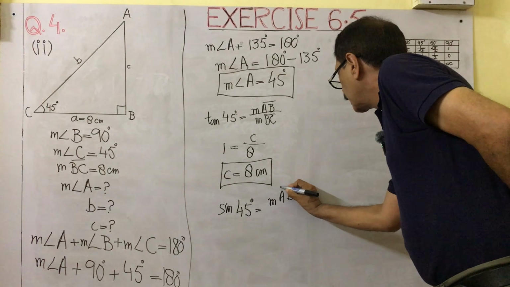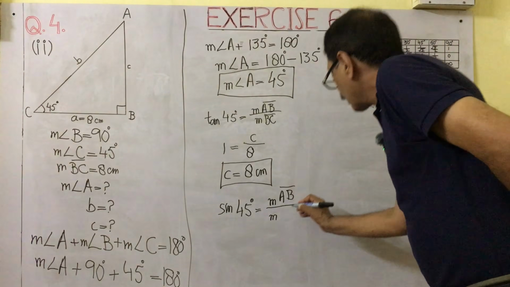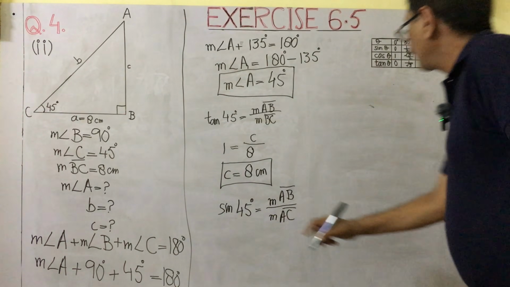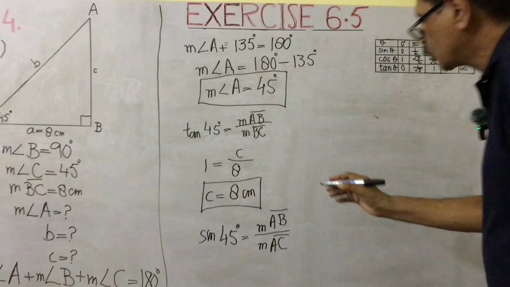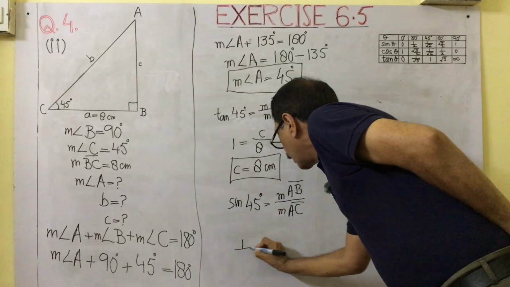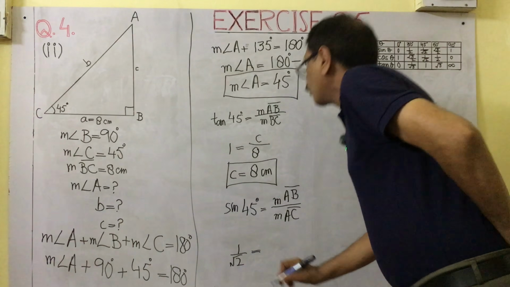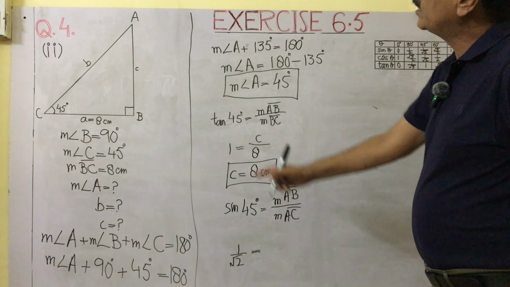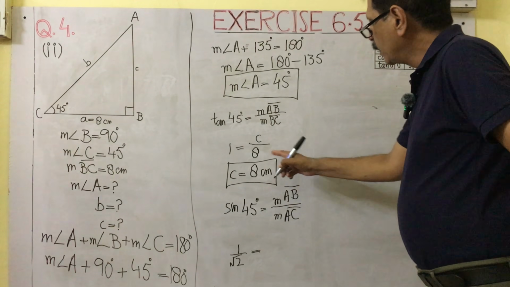Perpendicular over hypotenuse. Sine of 45 degrees is 1 over square root of 2. So putting the value, 1 over square root of 2 is equal to AB over AC, AB is C, which is equal to 8.